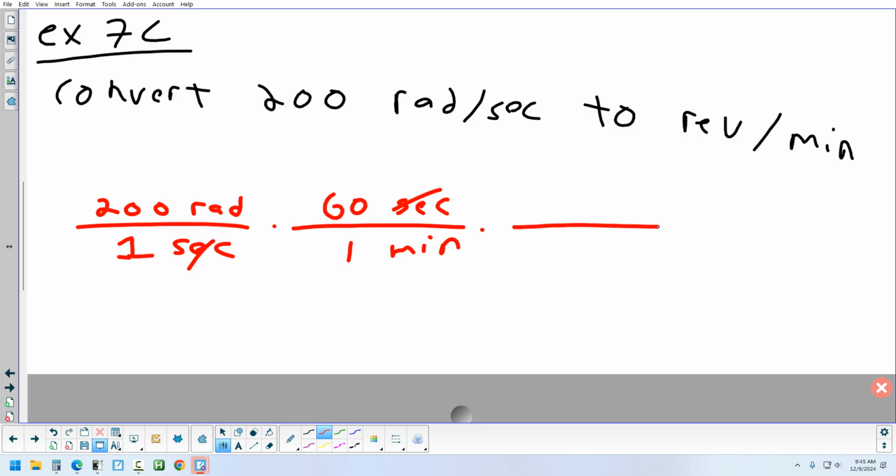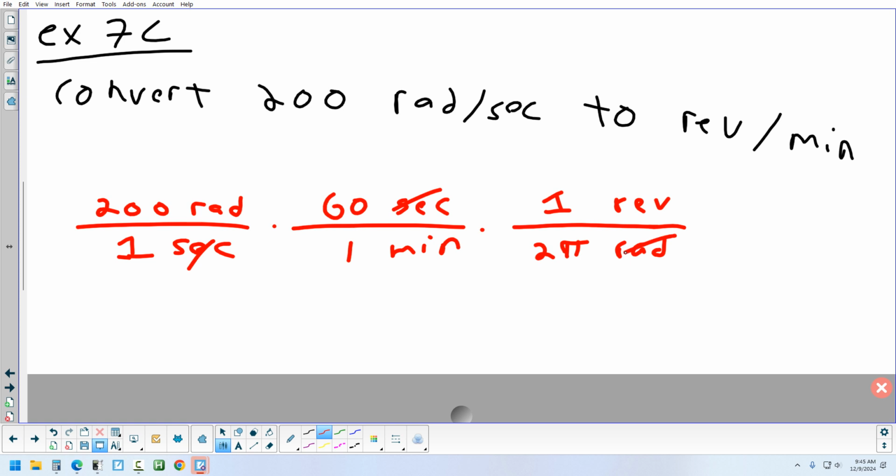Now I want to convert radians to revolutions. Where is radians going to go if I'm trying to convert to revolutions? Yep, it's going to go in the bottom, and revolutions is in the top. What's the connection between radians and revolutions? Yeah. 1 revolution is 2 pi radians. 1 revolution, yeah, I like that, is 2 pi, right?